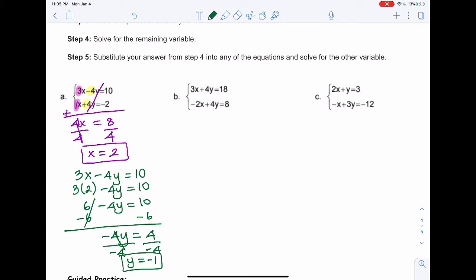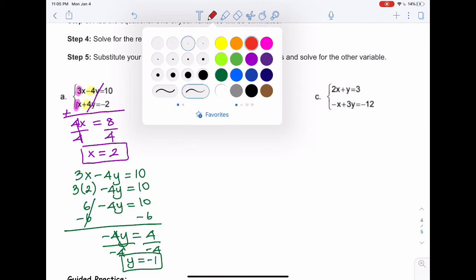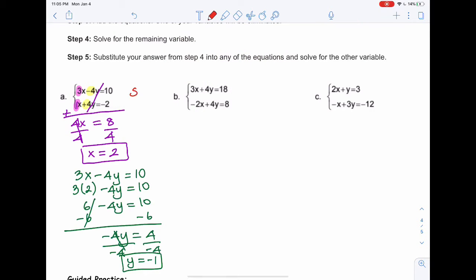Okay, so let's write our solution in ordered pair form. There's our solution. Always write x first: 2 and negative 1.